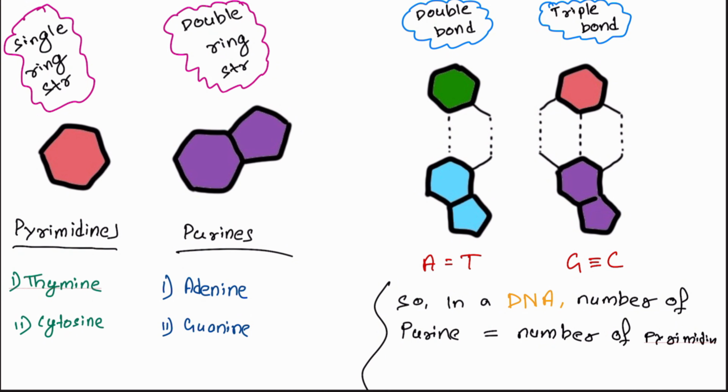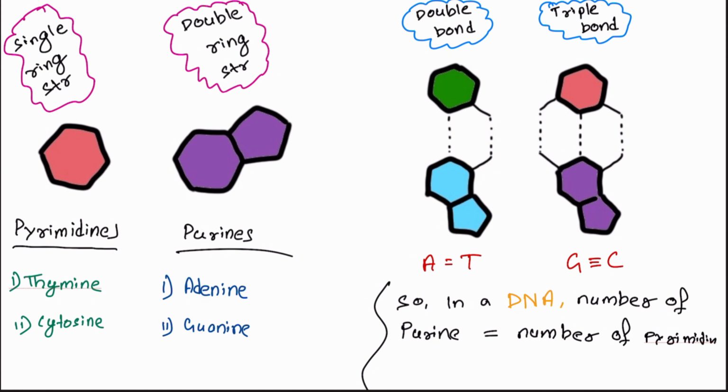Single ring nitrogenous bases are also called pyrimidines because they contain pyrimidine nucleus, and double ring nitrogenous bases are also called purines as they contain purine nucleus. Pyrimidines are thymine and cytosine, whereas purines are adenine and guanine. It means thymine and cytosine are denoted by single ring, whereas adenine and guanine are denoted by double ring.